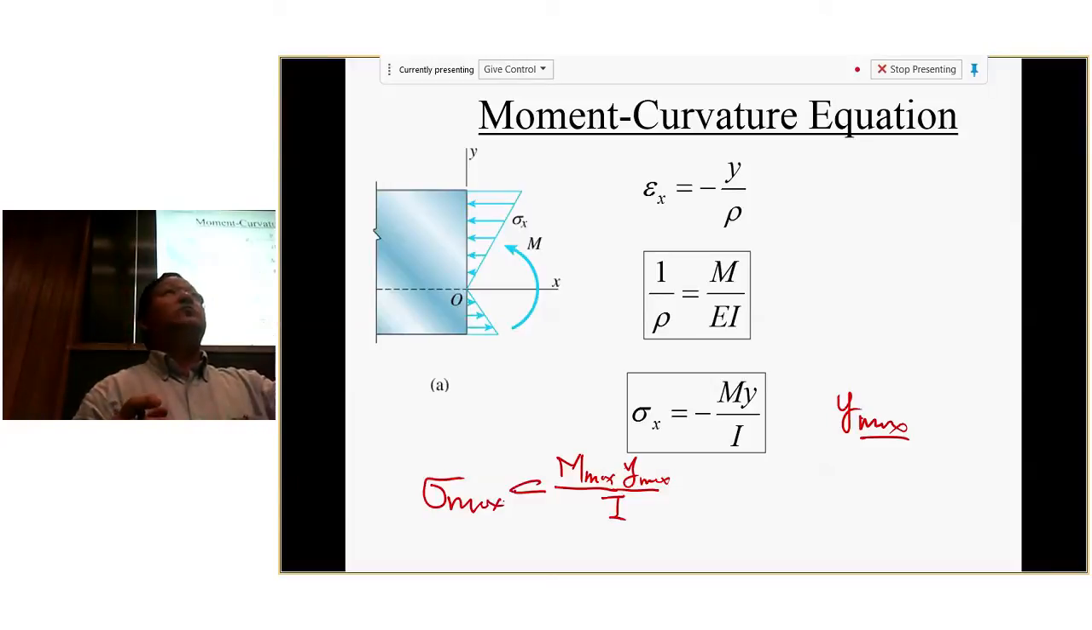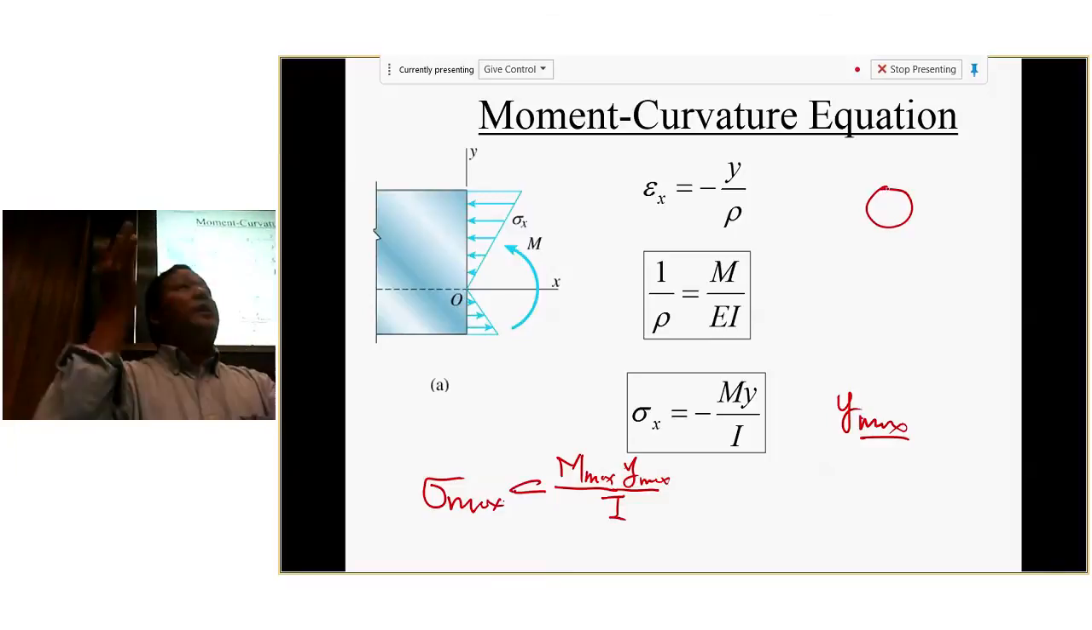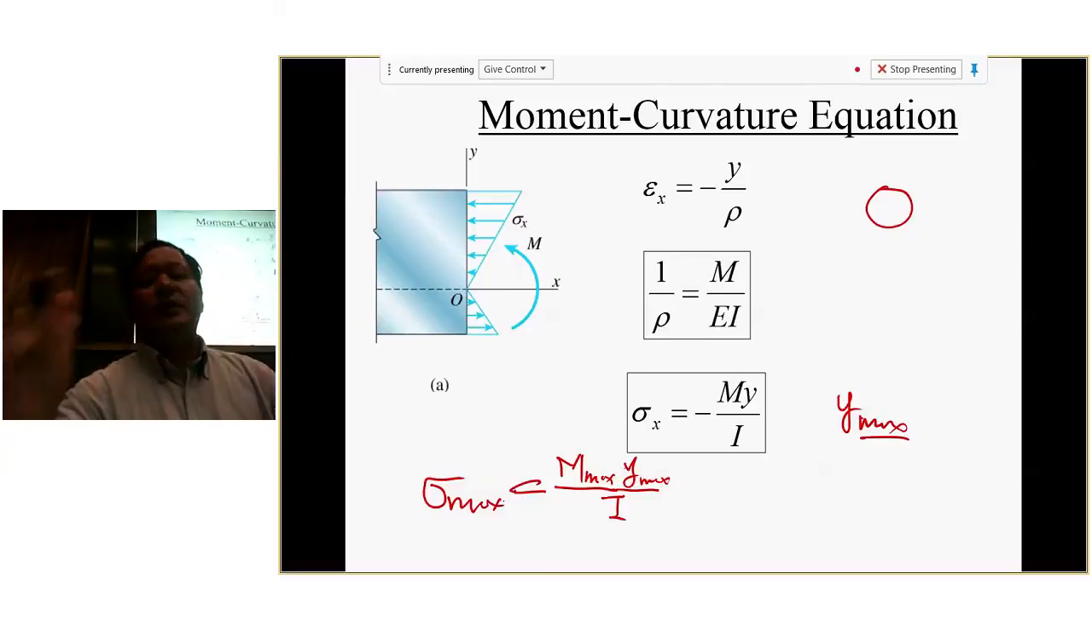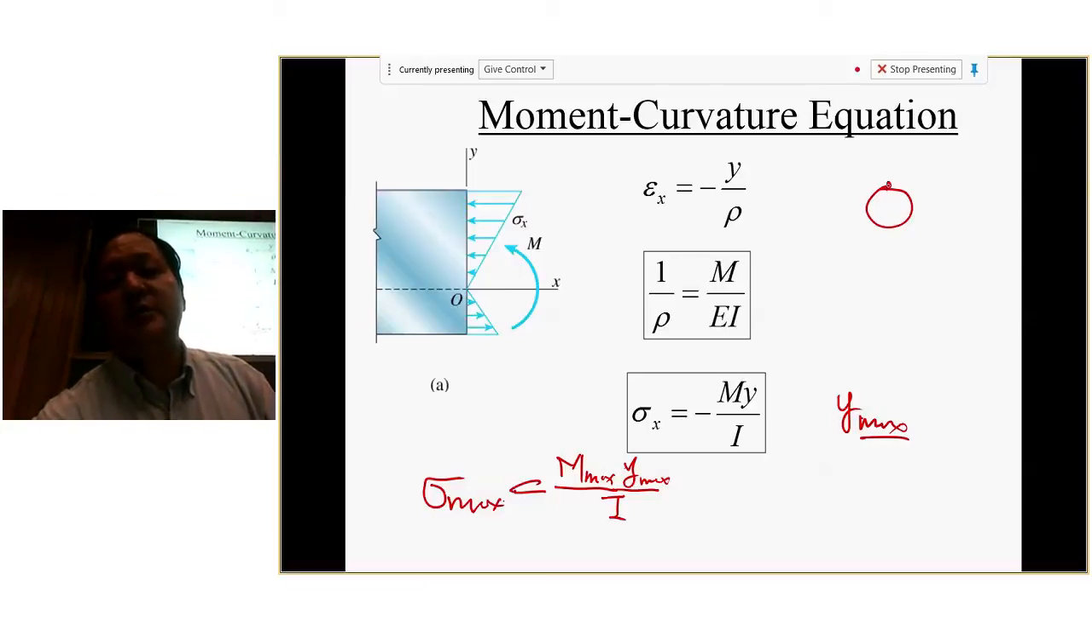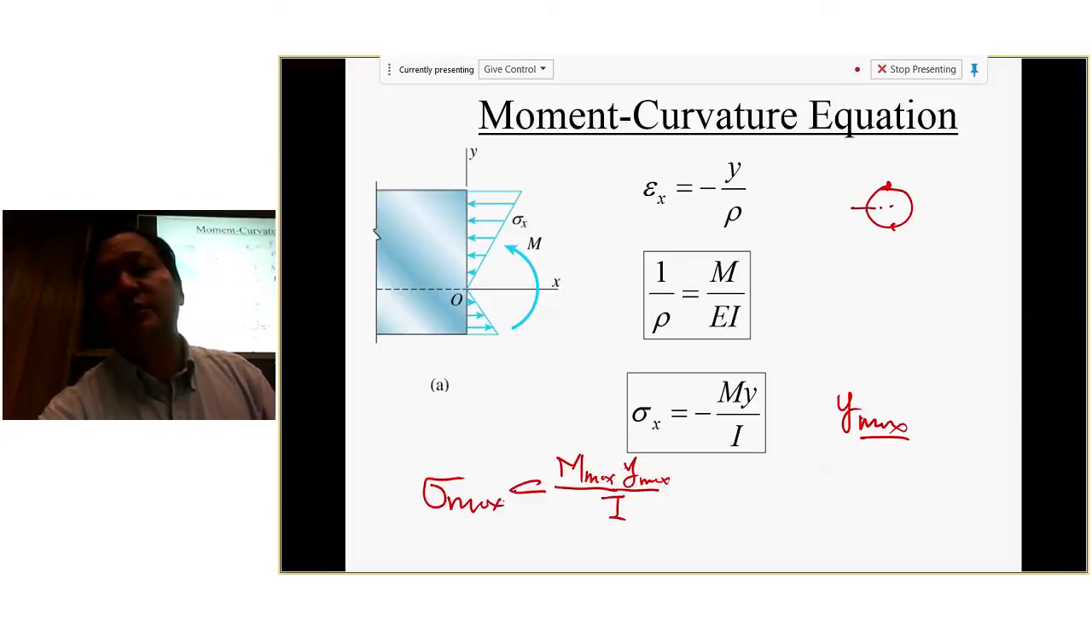So the true maximum stress should be given by M maximum times y maximum, right? So y maximum, when you give a cross section, let's say you have this cross section here. When you bend this beam, a circular beam, y maximum will always be either this point or this point, right? Because we know the neutral axis will be here.